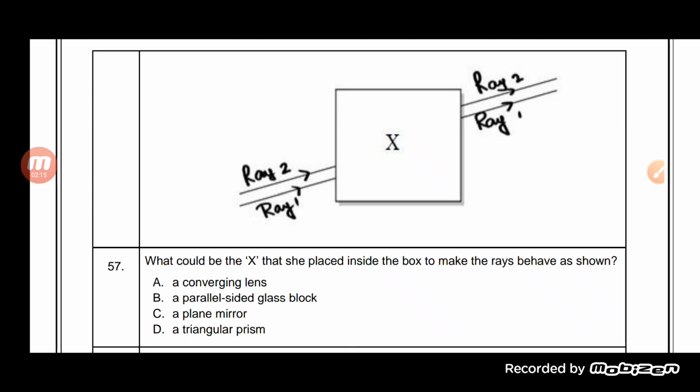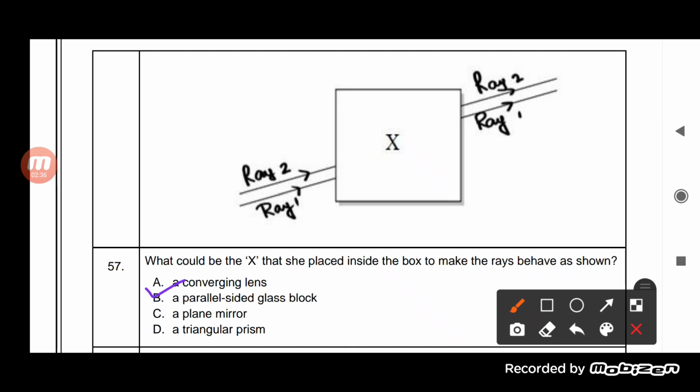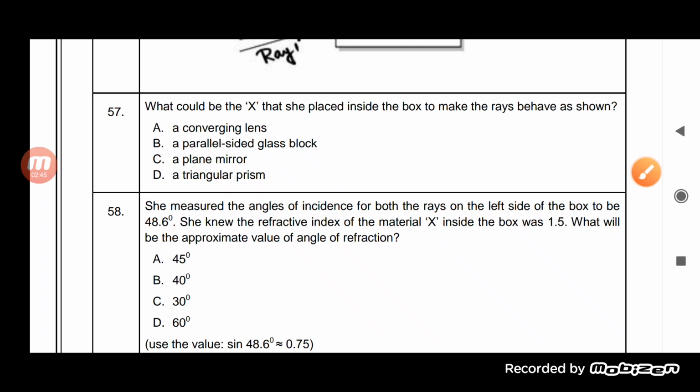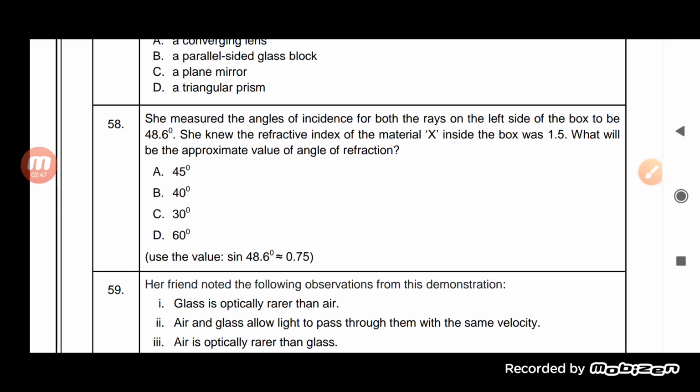So it will be a glass slab through which the ray passes from one end to the other, and such behavior can be seen where the ray first gets refracted and then emerges. So the answer will be the second one, that is the parallel side glass block. It is the correct answer. Now let us move on and see the next question.